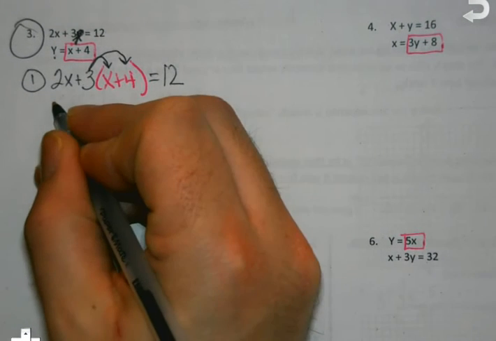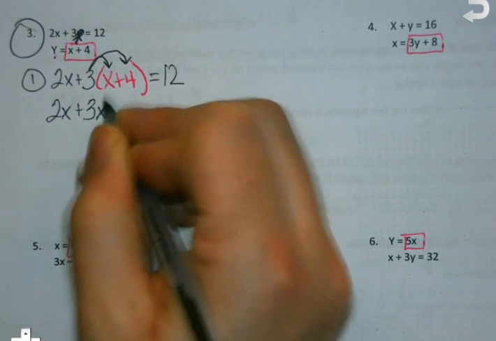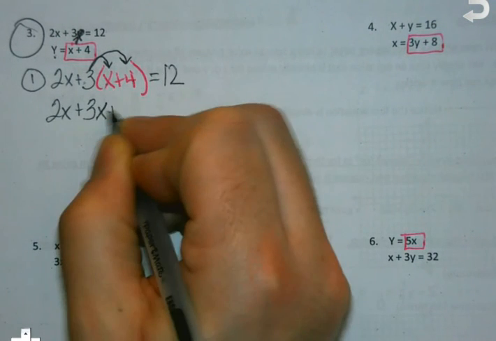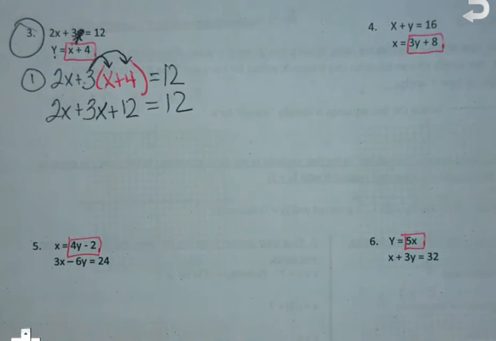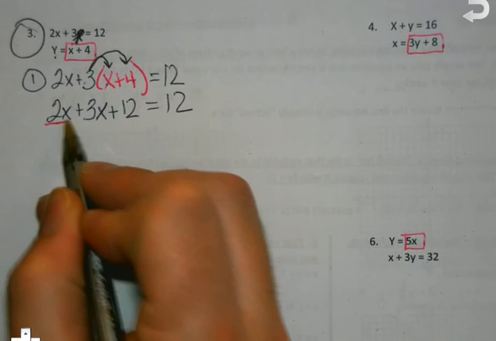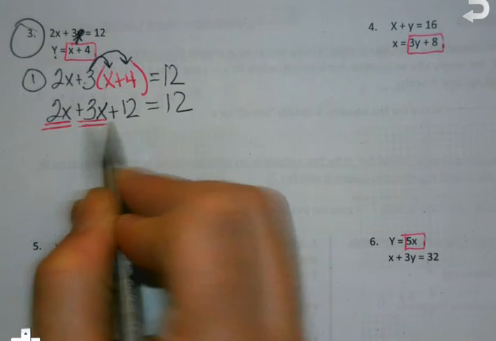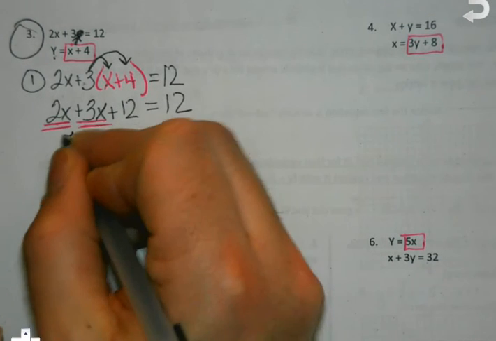So here, I'm going to distribute my 3, the x, into the 4, and again, when we distribute, we multiply. And again, I have x's that I can put together. I'm going to go ahead and do that. And it's plus, so I don't have to worry about signs. 2 and 3 is 5.